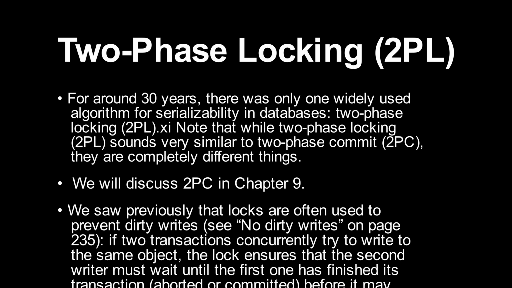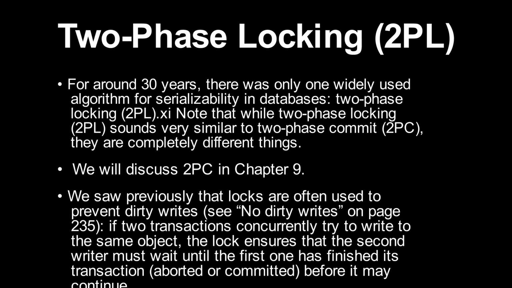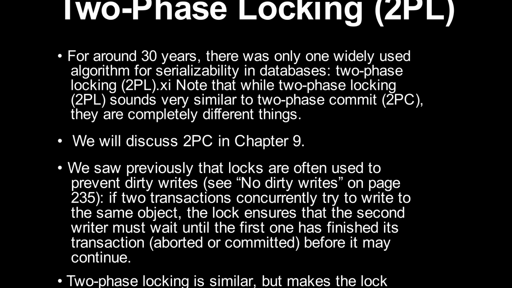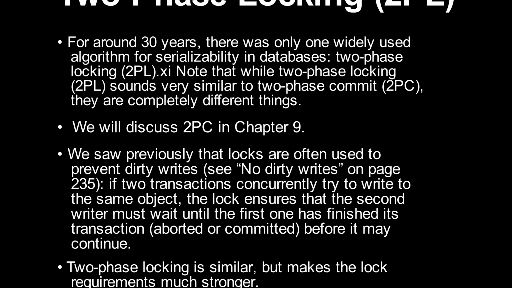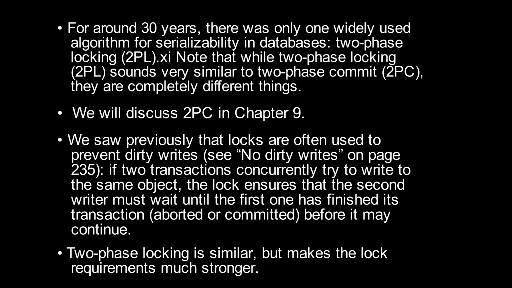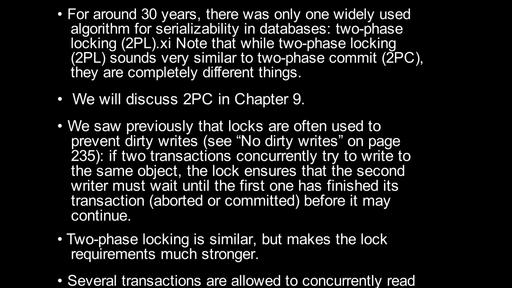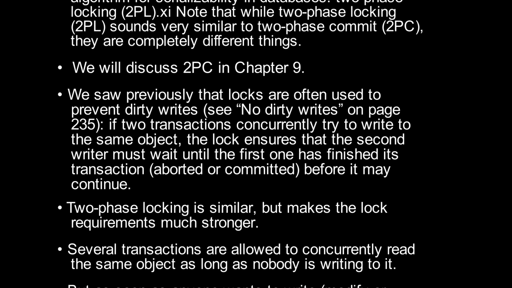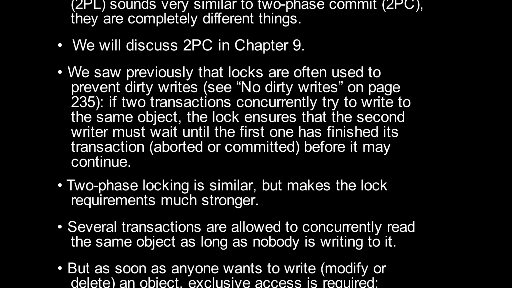We saw previously that locks are often used to prevent dirty writes. See "No Dirty Writes" on page 235. If two transactions concurrently try to write to the same object, the lock ensures that the second writer must wait until the first one has finished its transaction, aborted or committed, before it may continue. Two-phase locking is similar, but makes the lock requirements much stronger.